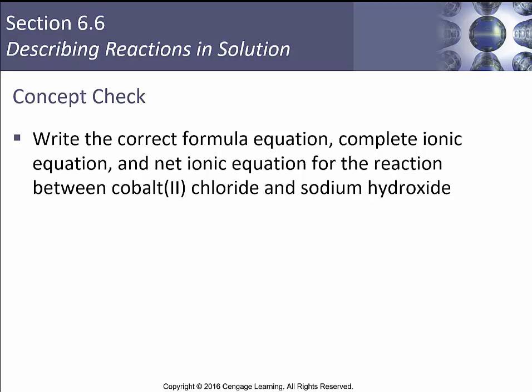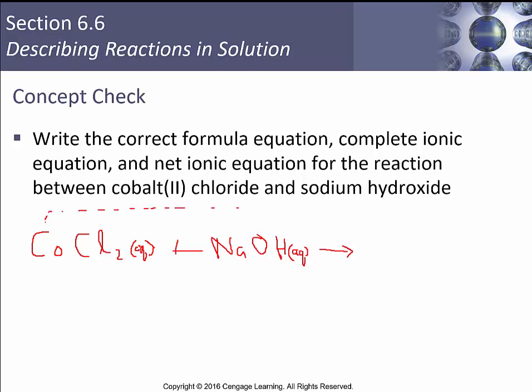Okay. So let's do a check. Let's write out the correct formula equation, complete ionic equation, and net ionic equation for the reaction between cobalt 2 chloride and sodium hydroxide. We start with the cobalt 2 chloride. We're going to add in sodium hydroxide. They're going to do the do-si-do and change partners. So we'll get cobalt hydroxide and sodium chloride.